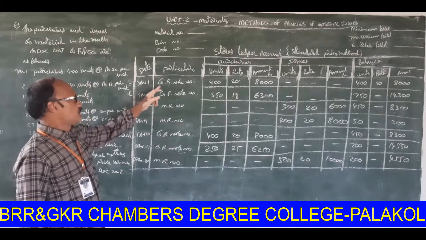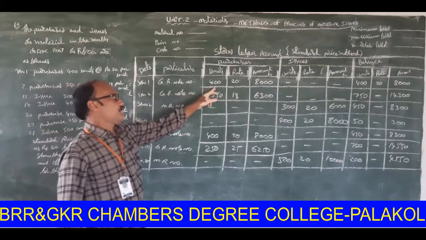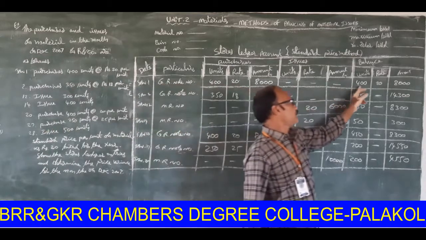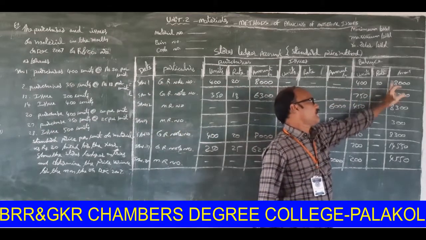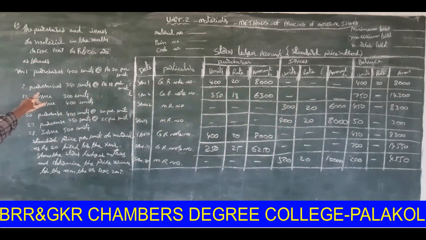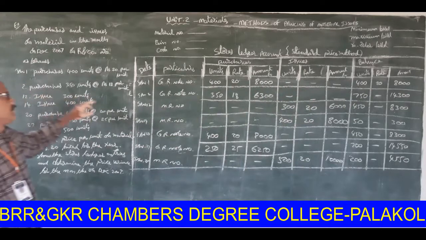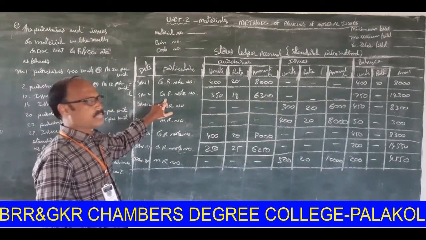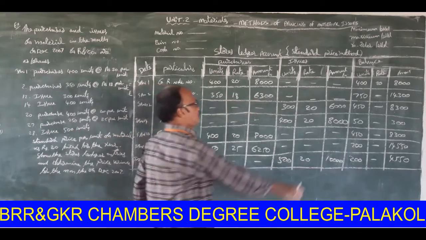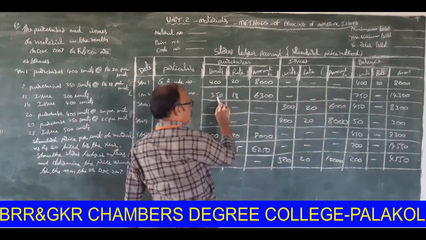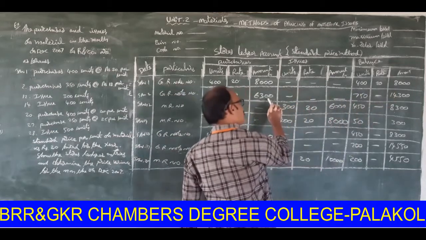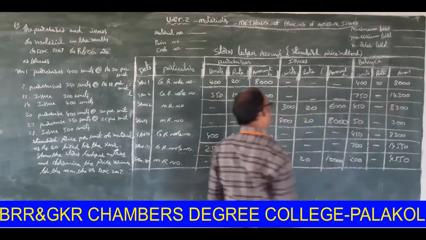January 1st, goods receipt lot number: 400 units at the rate of 20 per unit, 8,000. Next, purchases 350 units at the rate of 18 per unit. January 2nd, goods receipt lot number: 350 units into 18, 6,300. 400 plus 350, 750; 8,000 plus 6,300, 14,300.